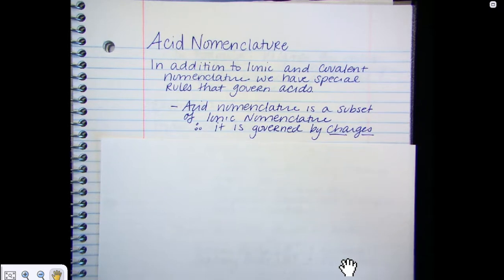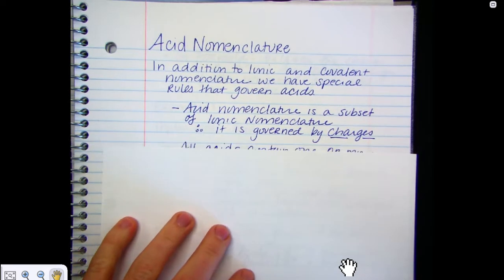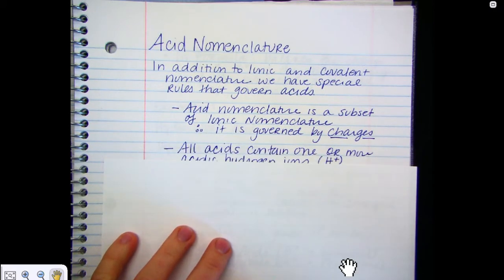So think about what we did in ionic nomenclature. You always balance the positive and negative in order to reach the zero sum for the compound. So we're going to be doing the same thing here with acidic nomenclature. We're going to be balancing the charges till they equal zero.